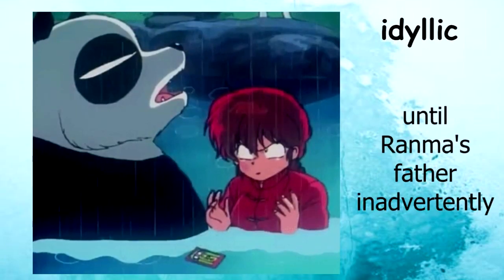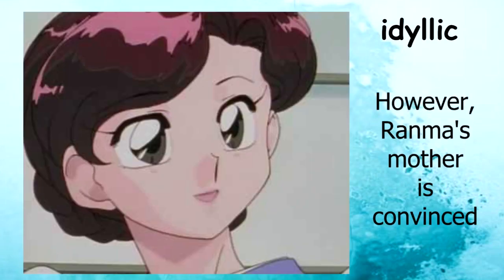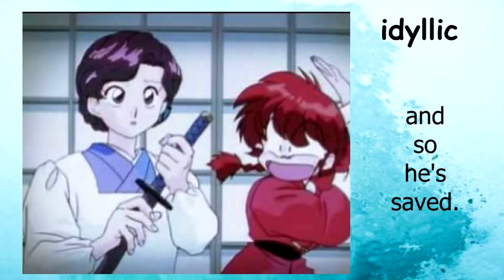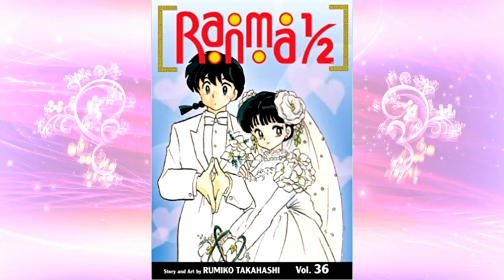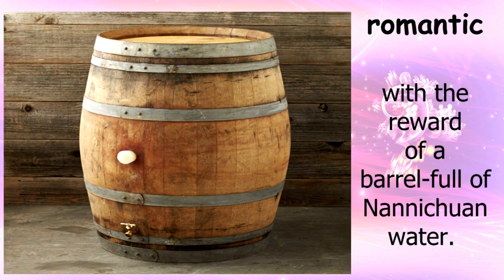Ranma's father inadvertently sends them all into cold water. However, Ranma's mother is convinced of Ranma's manliness and so he's saved. Finally, in the last book of Ranma 1/2, back in Japan, a wedding is arranged for Akane and Ranma, with the reward of a barrel full of Nanichuan water.